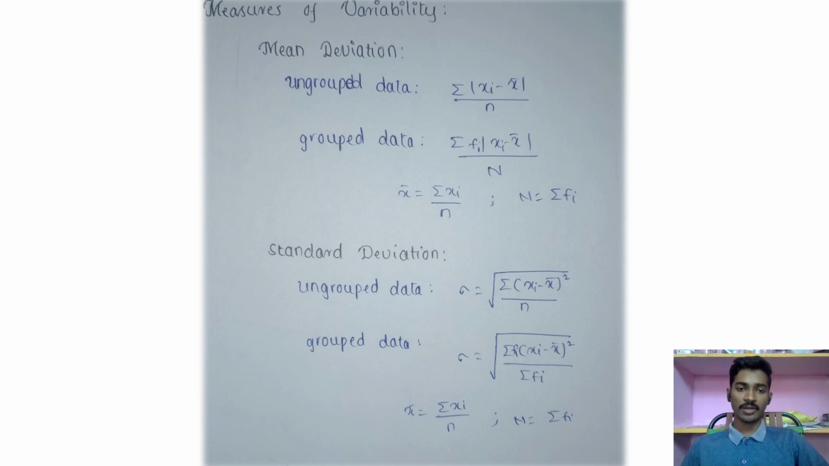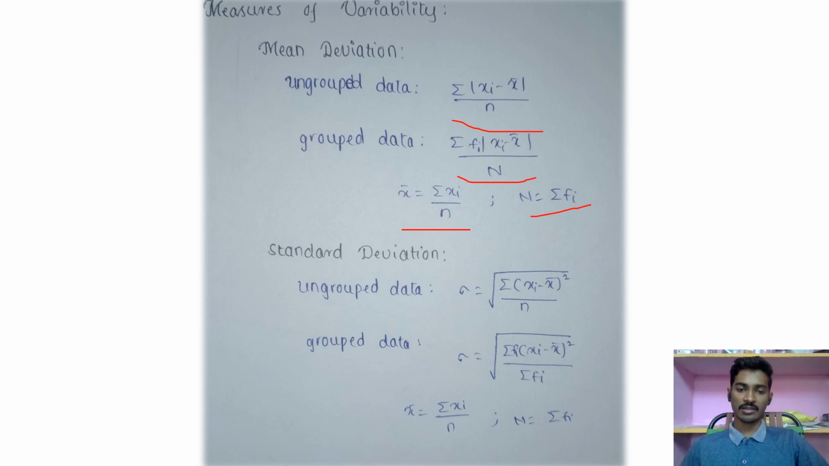The formula for mean deviation for ungrouped data is sigma |xi minus x bar| by n, and for grouped data it is sigma fi into |xi minus x bar| by n. Here x bar is given by sigma xi by n and n is given by sigma fi.